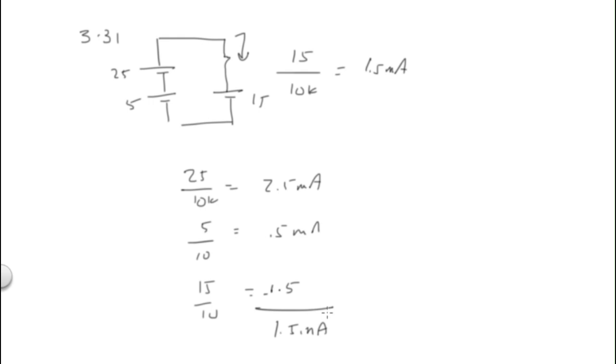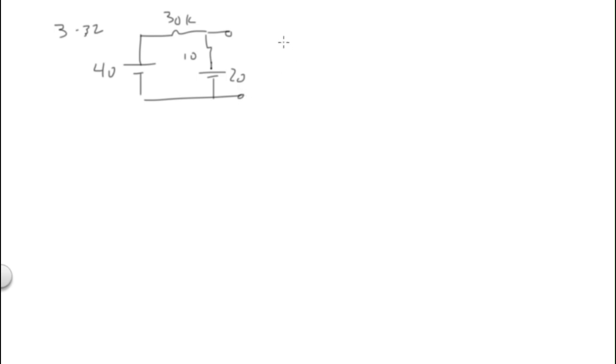E and F. Okay. So 332. E is 40 volts and 30K. And then I have over here, I have 10K and I have 20 volts. So find the Thevenin equivalent of that.